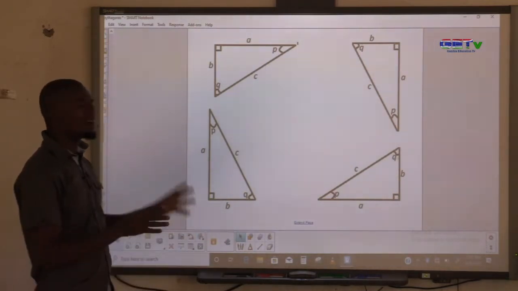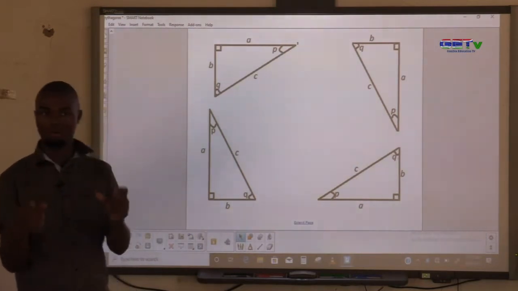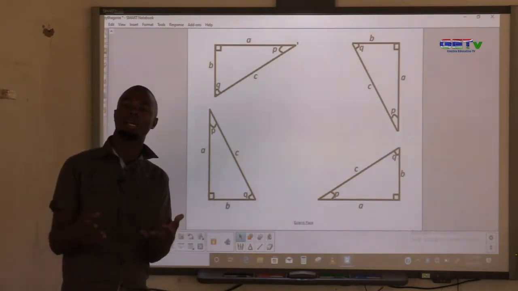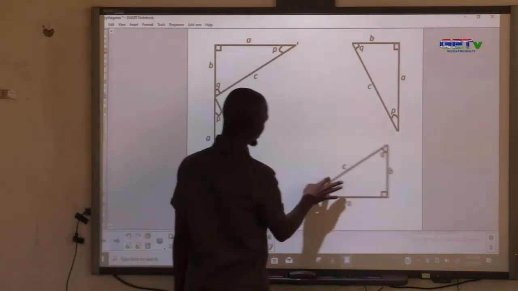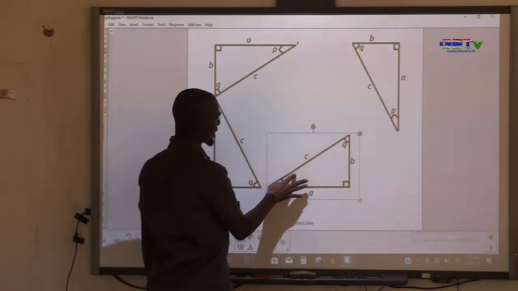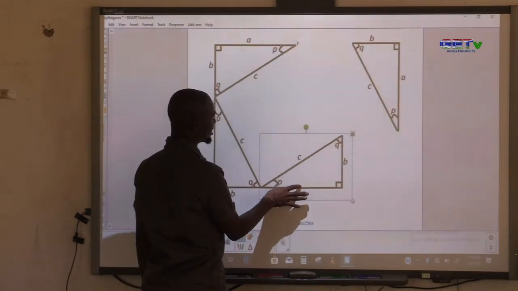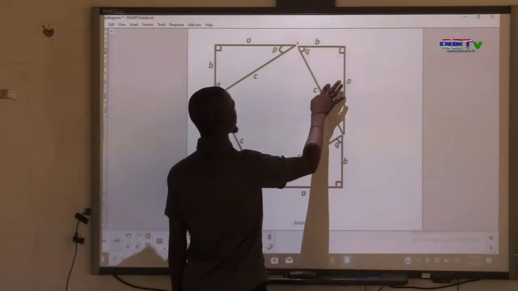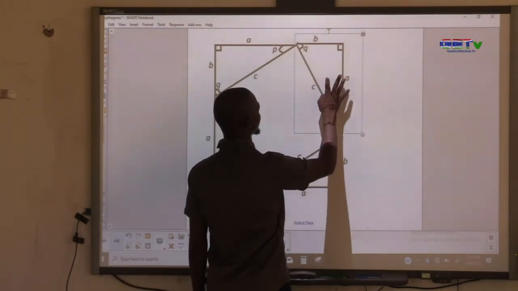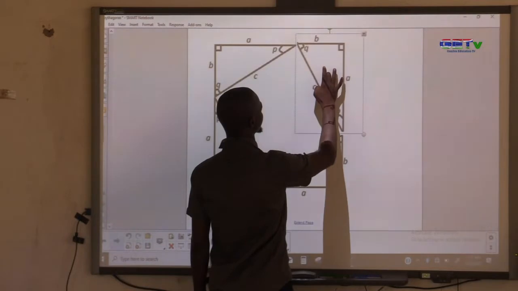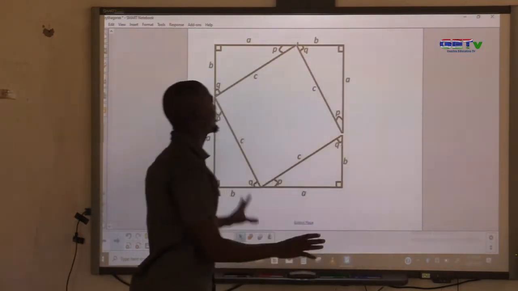Now, how do we find the relationship of this triangle to a square so that we'll be able to get our Pythagoras theorem proven? I know most of you already know the Pythagoras theorem: the square of the hypotenuse is equal to the sum of the squares of the other 2 sides. That is what I want to prove for you here, using these triangles and putting them in the form of a square. All right, this is a square form.